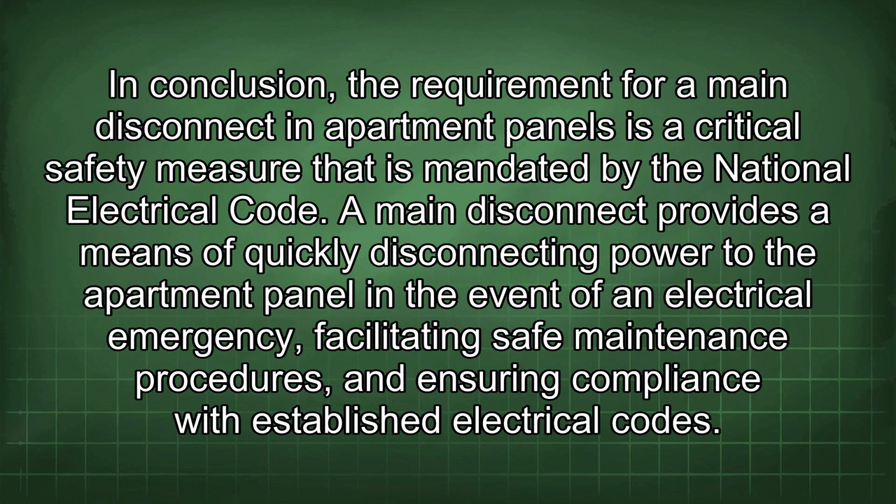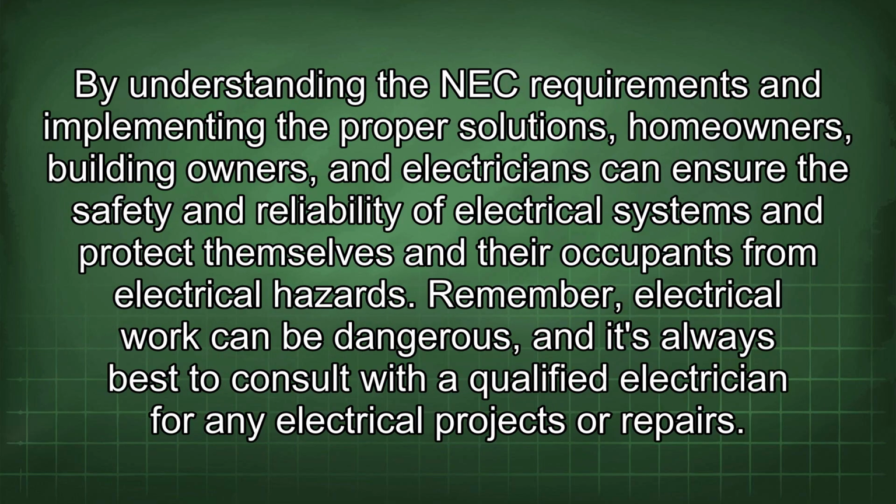In conclusion, the requirement for a main disconnect in apartment panels is a critical safety measure that is mandated by the National Electrical Code. A main disconnect provides a means of quickly disconnecting power to the apartment panel in the event of an electrical emergency, facilitating safe maintenance procedures and ensuring compliance with established electrical codes. By understanding the NEC requirements and implementing the proper solutions, homeowners, building owners, and electricians can ensure the safety and reliability of electrical systems and protect themselves and their occupants from electrical hazards.